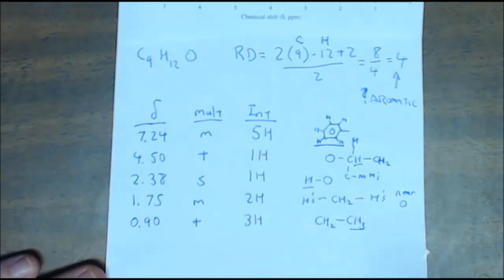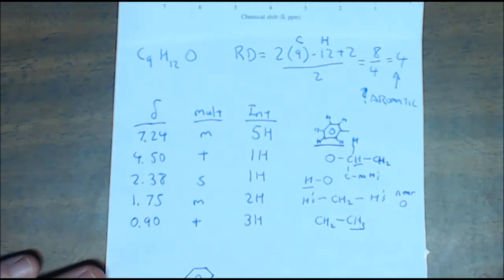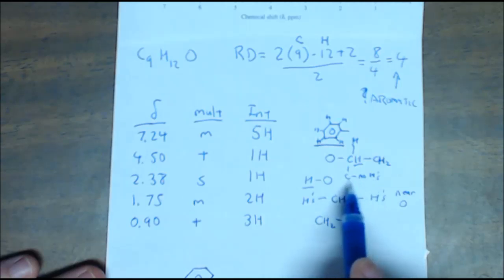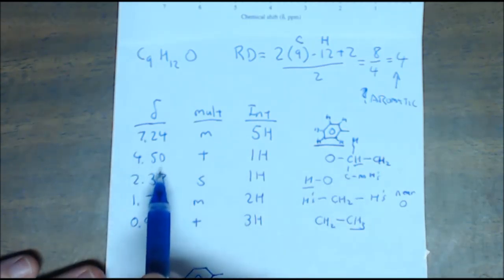Okay, so now I'm going to put my puzzle pieces together. I know I've got an aromatic ring, so I'm going to draw an aromatic ring right here. Okay, what do I know that's attached to the aromatic ring? That's the million-dollar question. And I know it because I've got a carbon here with no hydrogens on it. That's the key right there. The carbon with no hydrogens is going to be this carbon right here because it's got no hydrogens. Okay? And that's why this thing shows up at 4.5.